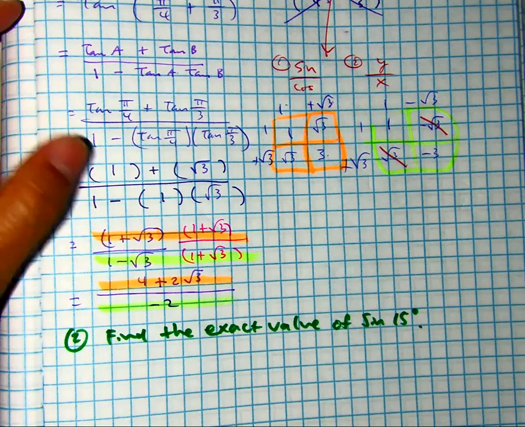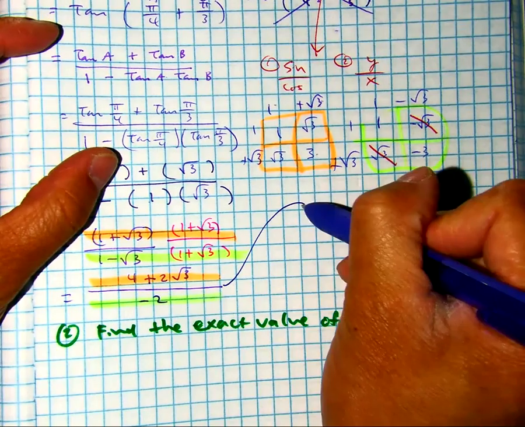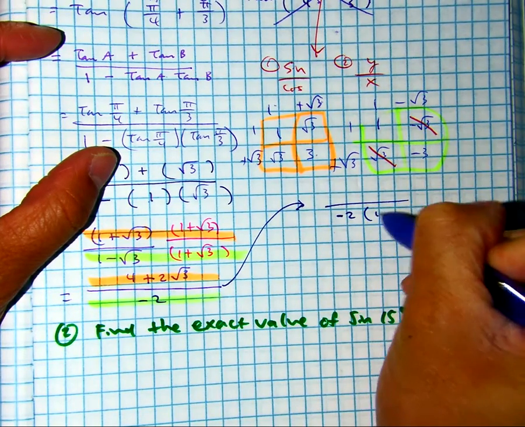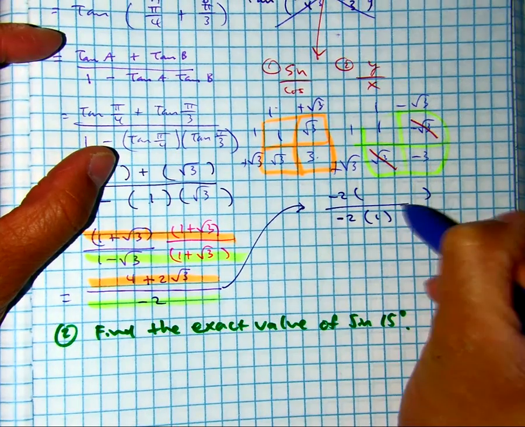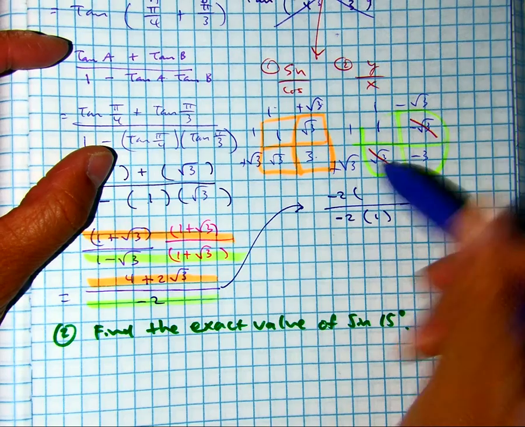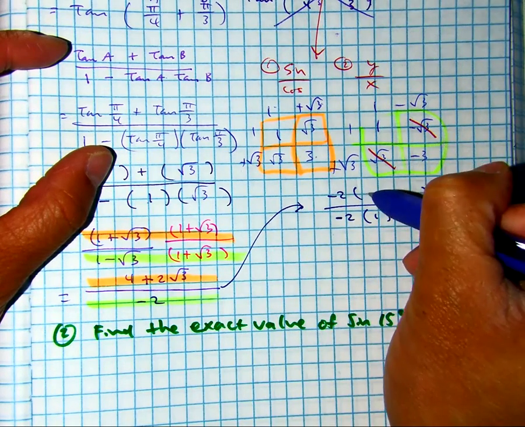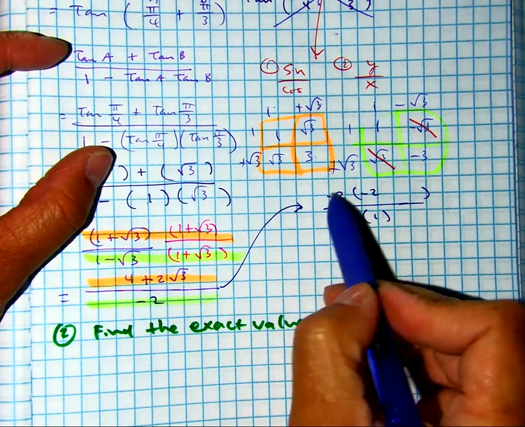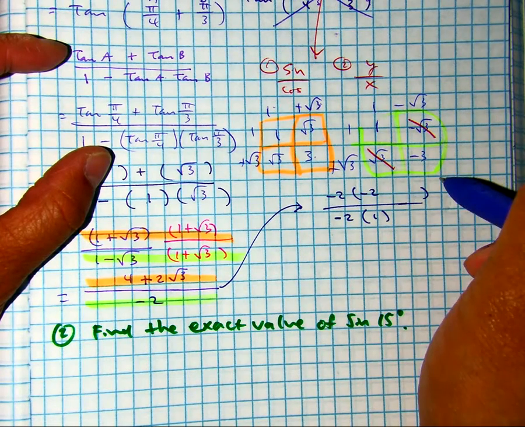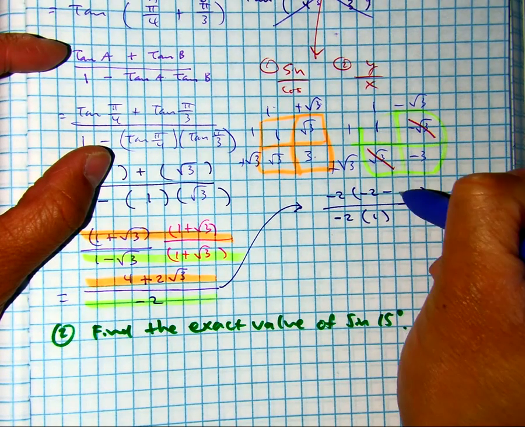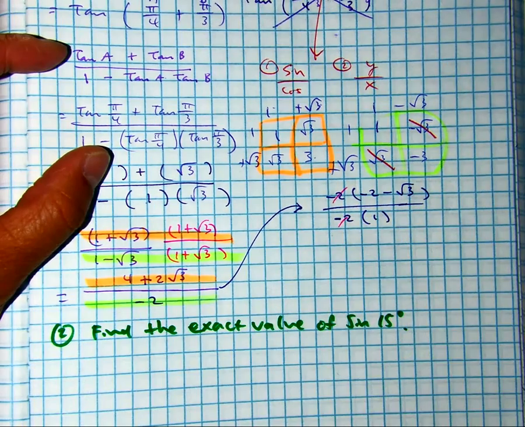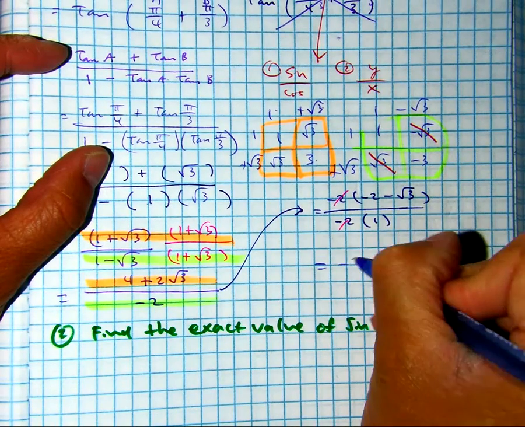You can do a couple of things here to simplify. I see this negative 2 in the denominator, so I like to factor that out. If I factor out a negative 2 from the numerator, negative 2 times this equals positive 4. What will that be? Negative 2 times this will equal positive 2 radical 3. Negative. And then our answer is going to be negative 2 minus radical 3.